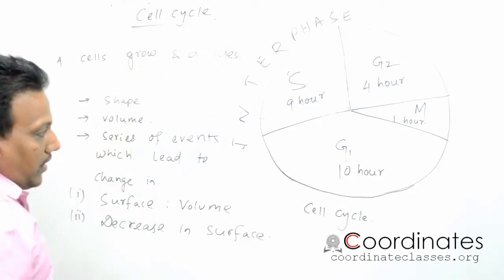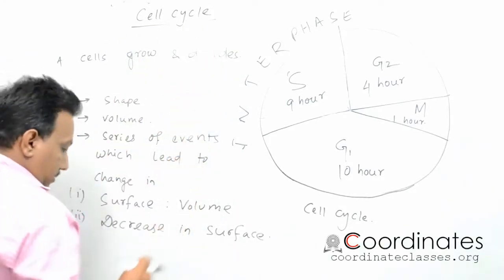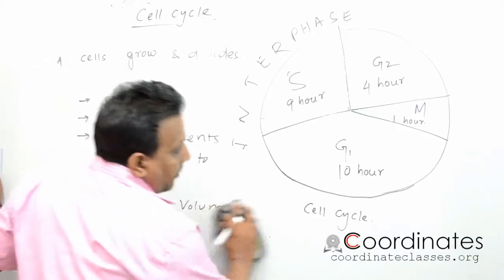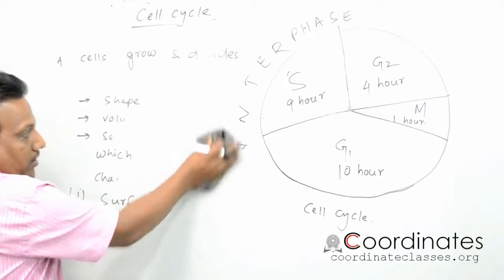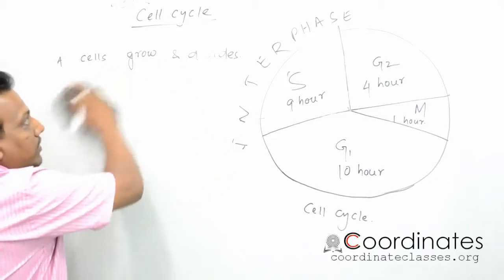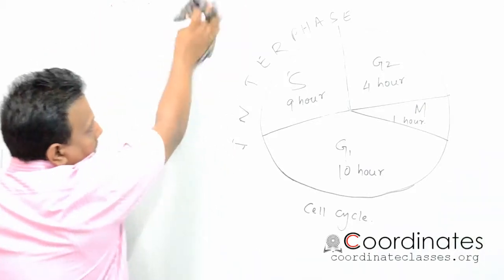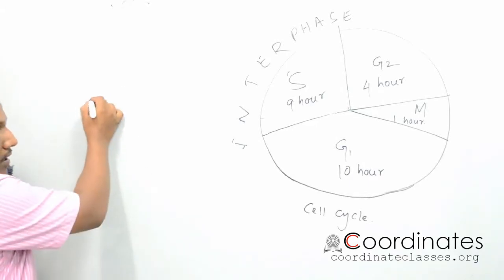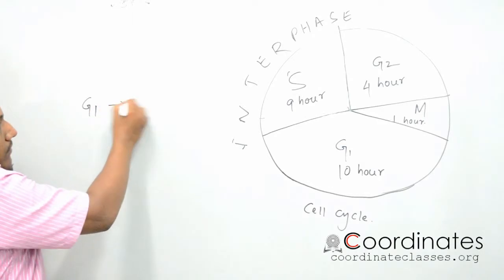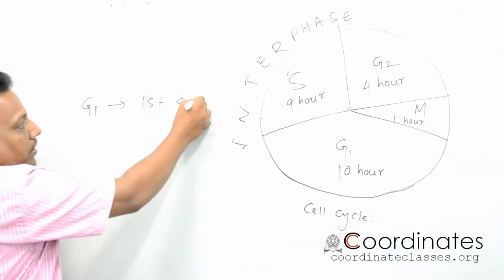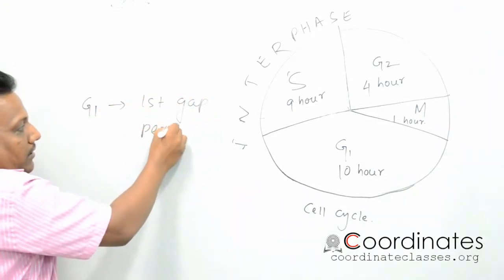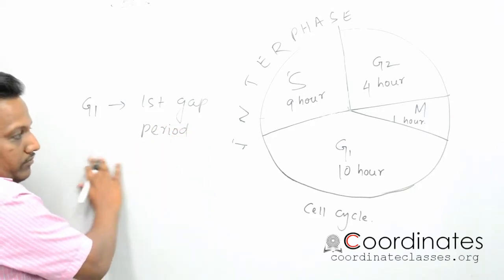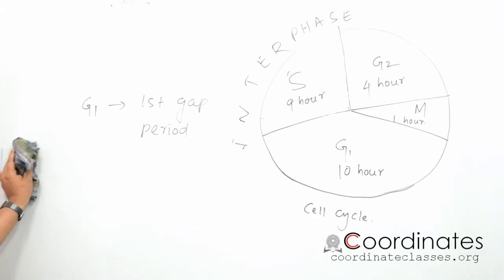In a 24-hour cycle, we can see that a cell rests about 10 hours in G1, 9 hours in S phase, 4 hours in G2 phase, and 1 hour in M phase. This G1, the first gap period, is a major gap period in the cell cycle. It takes about 10 hours, the most time-consuming phase.